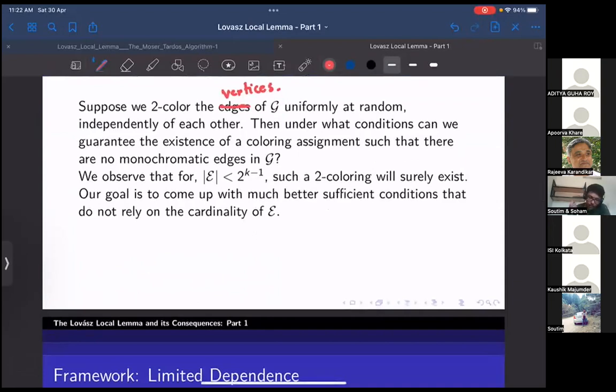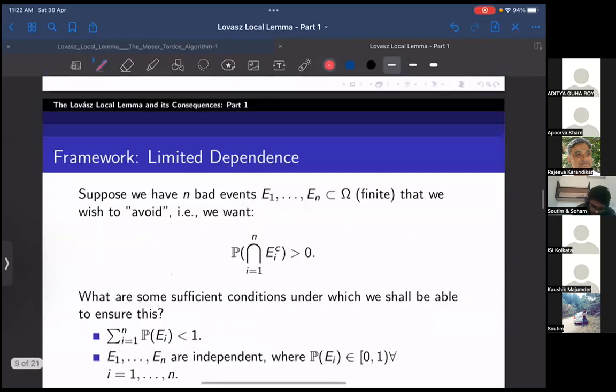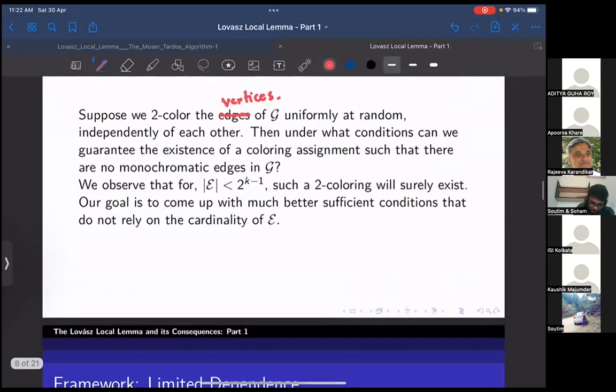So now we want to ask ourselves that if we color using two colors, then under what conditions can we guarantee that there exists a coloring for which there are no monochromatic edges in the hypergraph? So I'll come back to this. I'll show you that this is a sufficient condition for the two coloring to exist.